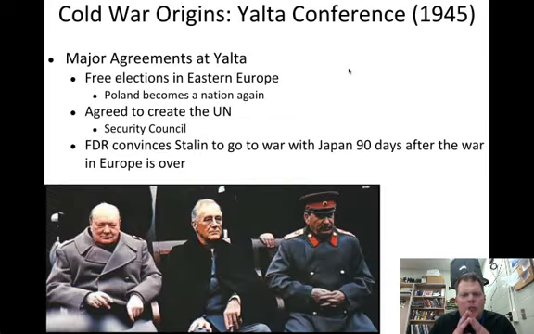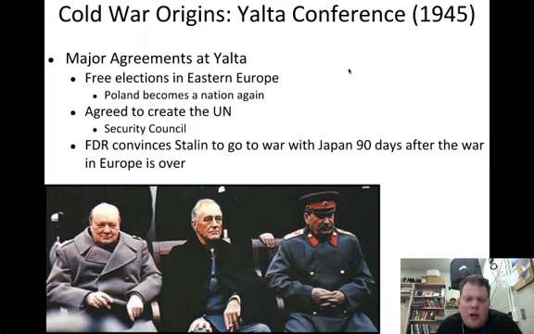All right. When you look at the origins of the Cold War, you can trace them back to when World War II was still being fought. At the Yalta Conference, you see the Big Three: Winston Churchill on the left, FDR in the middle, and good old Uncle Joe, Joseph Stalin, on the right. And they're meeting and talking about a couple things. The first thing is that when the war is over, it is agreed that there will be free elections in Eastern Europe. That's important because Stalin is eventually going to go back on that agreement.